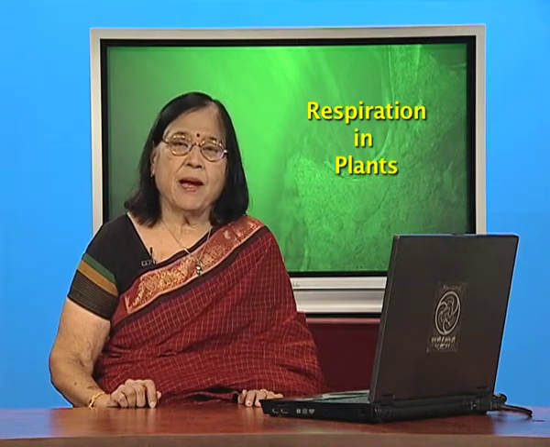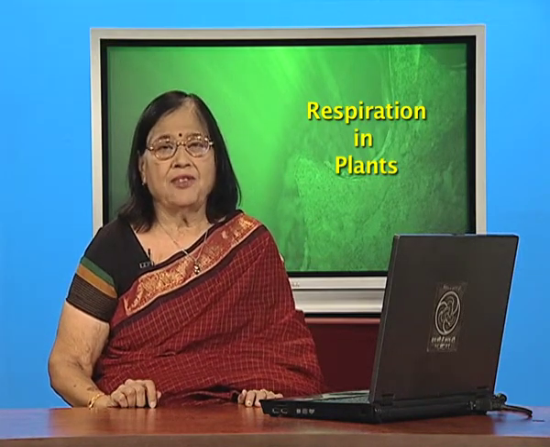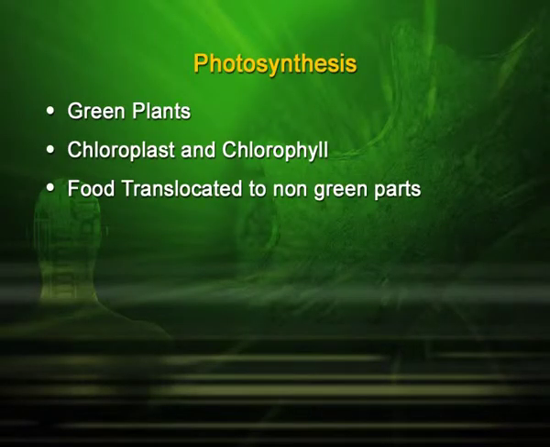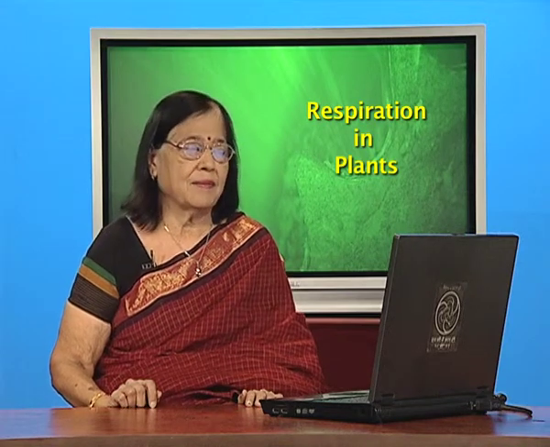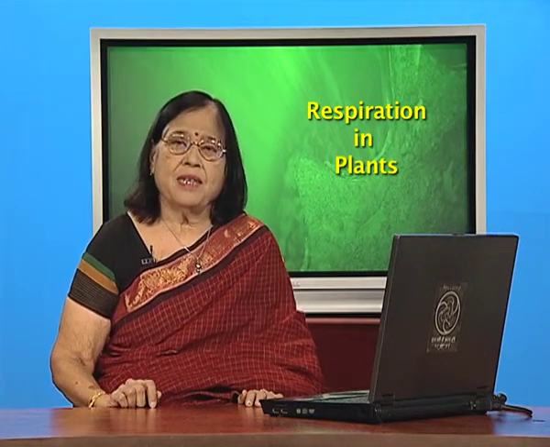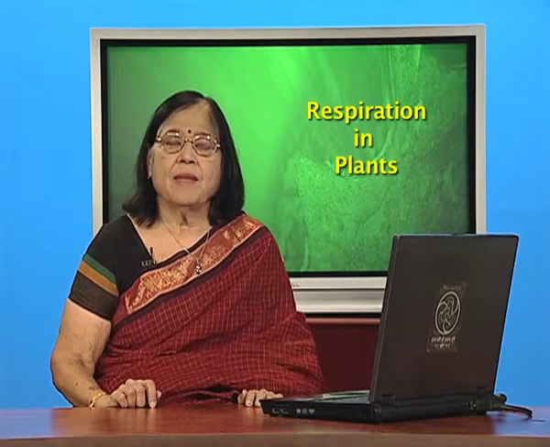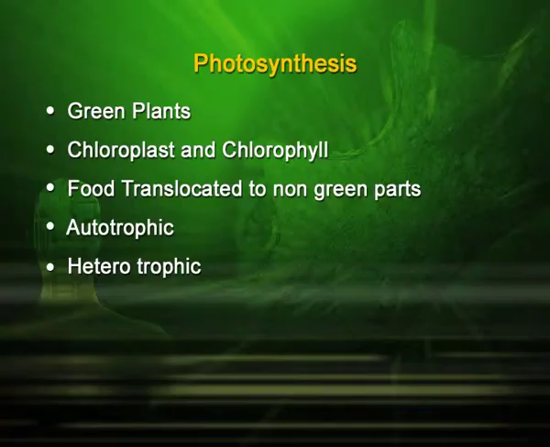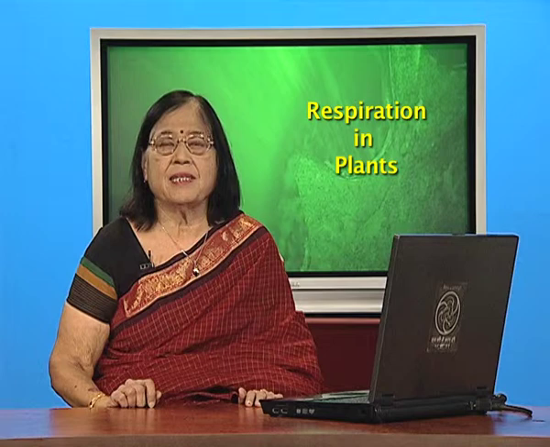In the green parts of the plant, the food is synthesized, but in the tree or in the plant, there are some non-green parts also. So, this food is translocated to different parts of the plant, and the plant has machinery for this. Plants or trees are autotrophic, they are synthesizing their own food, whereas all the animals are either heterotrophic or they fall in some other categories which we are going to discuss.